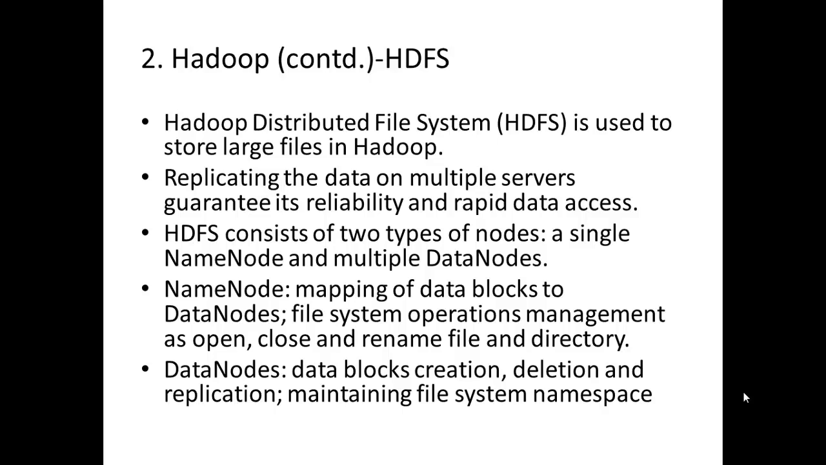HDFS is used for storage of large files in Hadoop. To guarantee its reliability and rapid data access, replication of the data is used on different servers. Here it means one piece of data will have 3 copies, and the different copies will be stored in different servers. HDFS consists of two types of nodes.